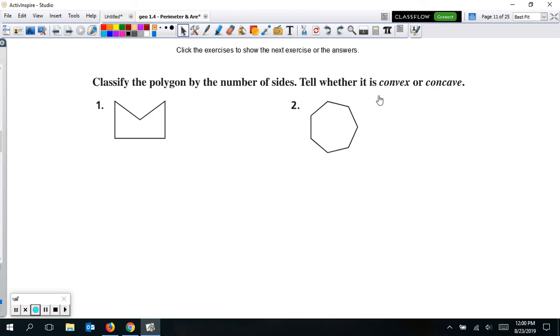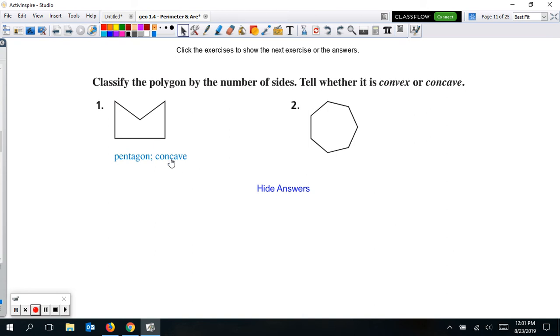Here's a couple other ones. Go ahead and try these. Think about these here. I'll give you a moment to think about what you would call number 1. And is it convex or concave? Okay, so here's what you should have figured out. If you add all the sides up, you definitely see it's concave right there. And the name of this one is a pentagon. There are 5 sides, so we call it a pentagon.